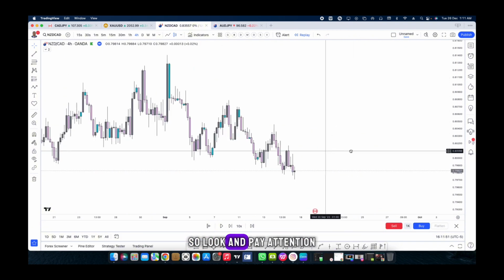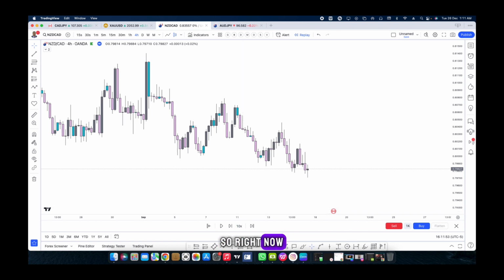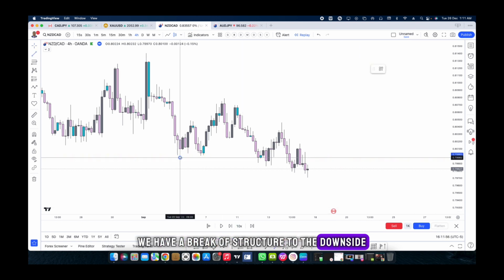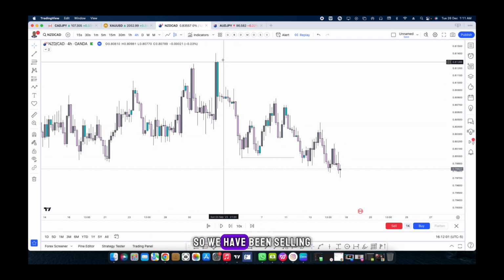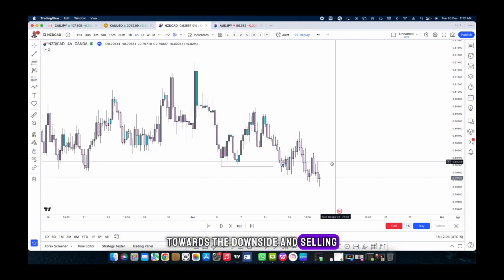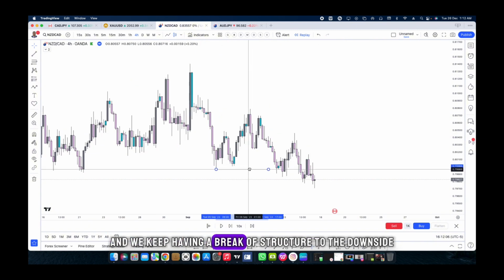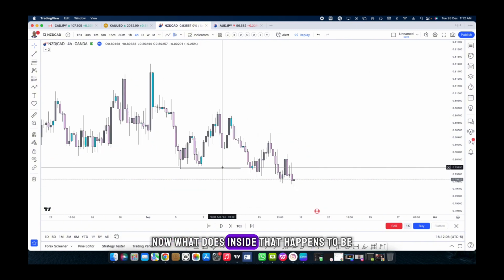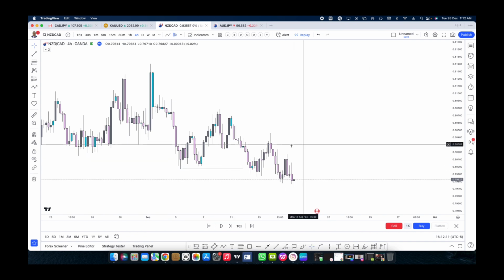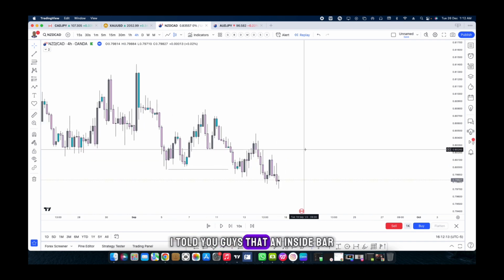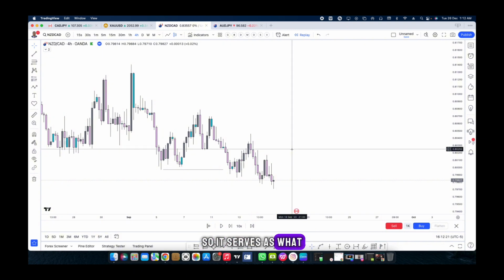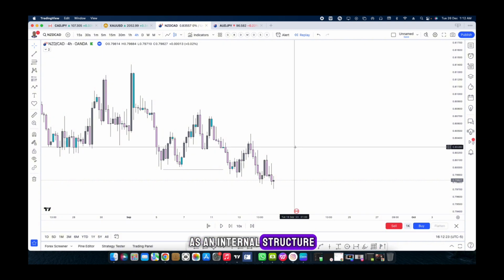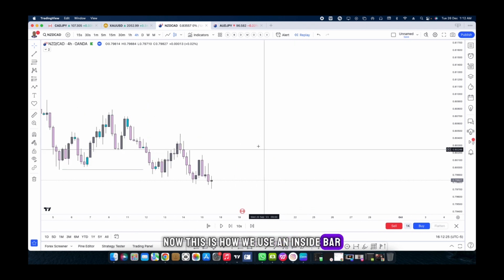So look and pay attention. Right now we have a break of structure to the downside. And first of all, you see that the market is selling, right? So we have been selling towards the downside, and we keep having a break of structure to the downside. Now, what does an inside bar happen to be? Don't forget, I told you guys that an inside bar helps us to know where the internal structure is. So it serves as an internal structure.